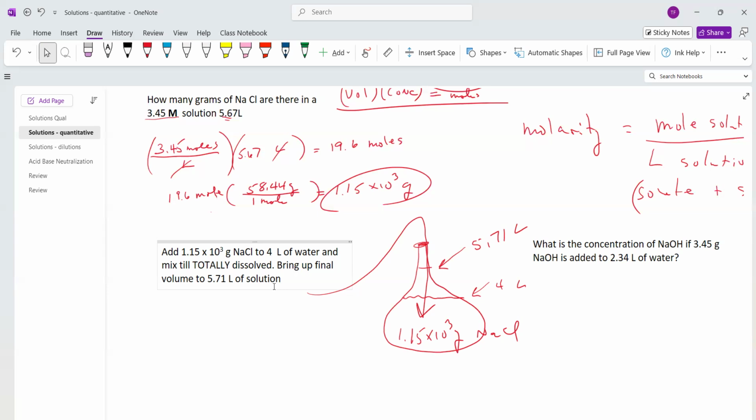After it's total, you're adding more water until it's perfectly what you want it to be. Does that make sense?